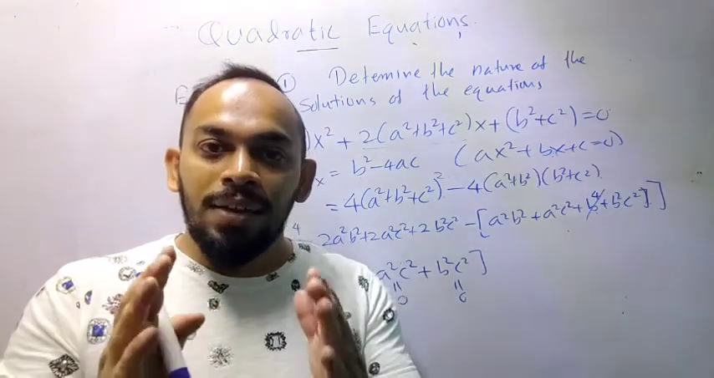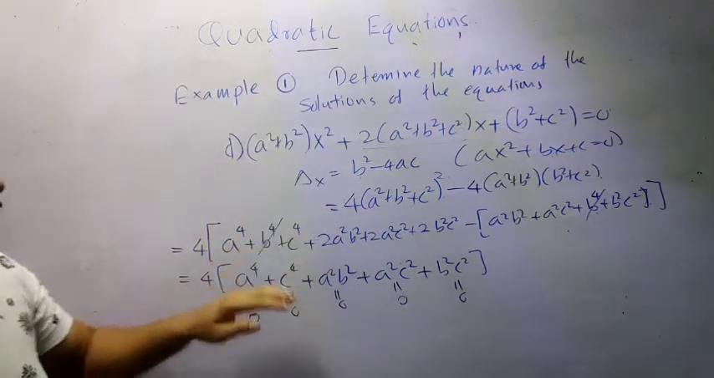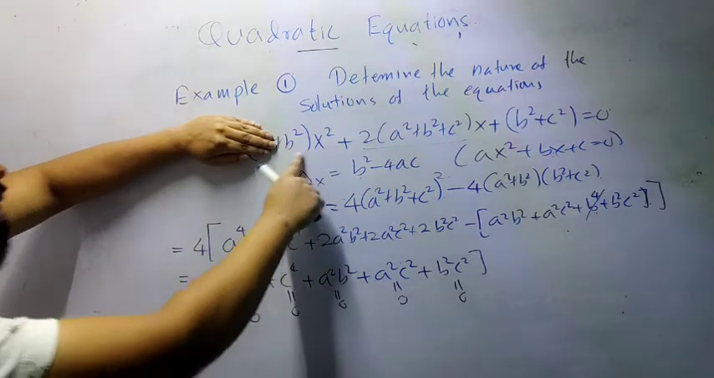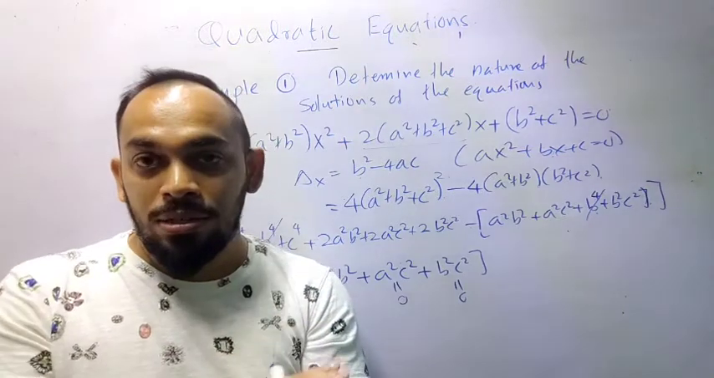Okay. Even in that case, if b exists, if b is non-zero and a is still 0, this term exists. So this would still be a quadratic equation.